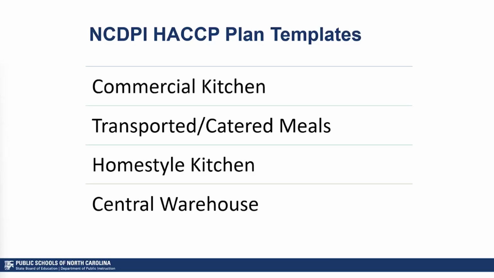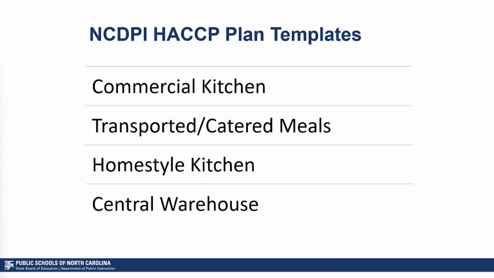The central warehouse template is used by school food authorities with a central warehouse to store purchased and USDA foods for distributions to each school site. Even though a warehouse site does not prepare foods, food safety is very important during the storage and transport process and is subject to a HACCP plan and monitoring.